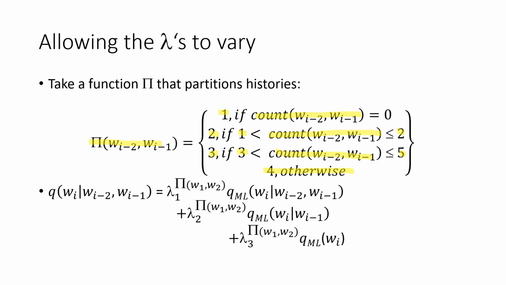When we recall our equation for linear interpolation, we can see here that it is slightly changed. Here we have these powers of lambdas defined with our pi function. We can notice that all the lambdas will be affected based on the function of pi. So by using this partition, we've obtained our goal, and that is that our lambdas now vary.